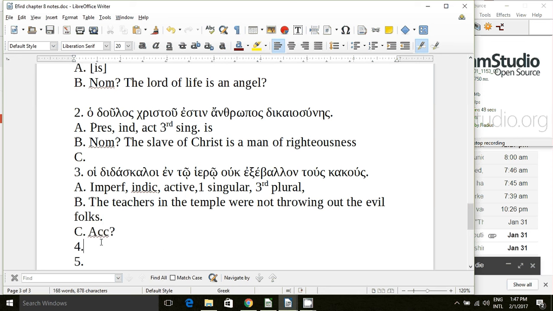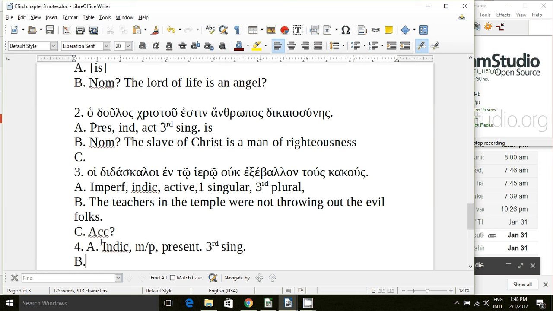All right, sentence 4. Let me read that for us. Ho adelphos mou apostelletai eis ton kosmon hupo tou huiou sou. That enclitic goes with the word before it. So where's our verb? Our verb is apostelletai, that's indicative, middle passive, present tense, and it is third singular.